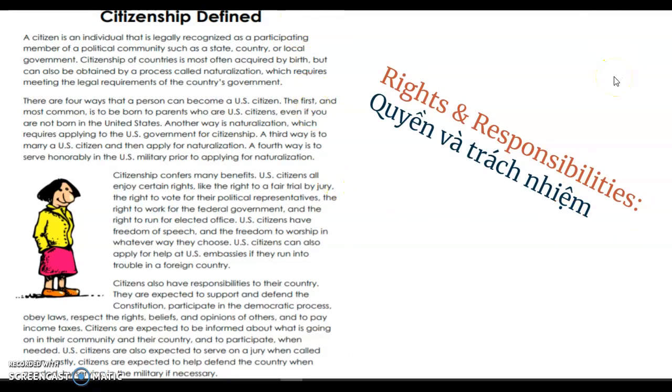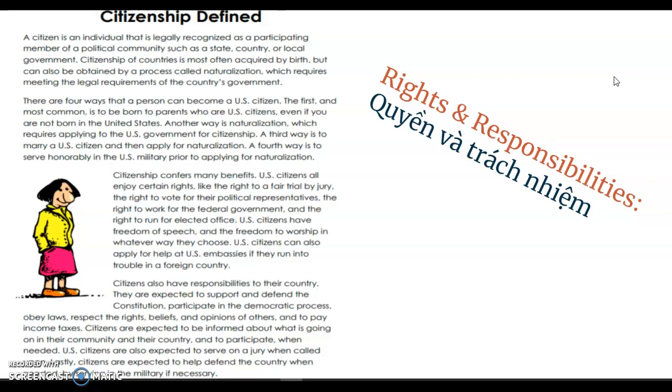Today, we are going to read an article about what it means to be a citizen. Rights and responsibilities. I don't want you to forget about those pictures and the yeses and the nos. As we're reading, I want you to consider which word could we use for those two groups. Okay, let's begin reading Citizenship Defined.